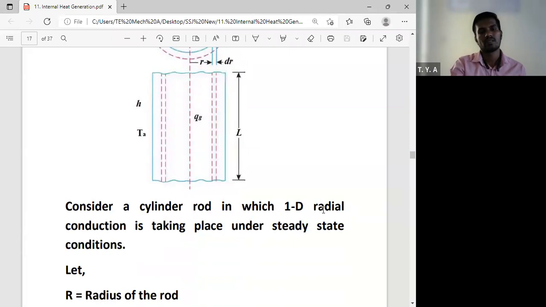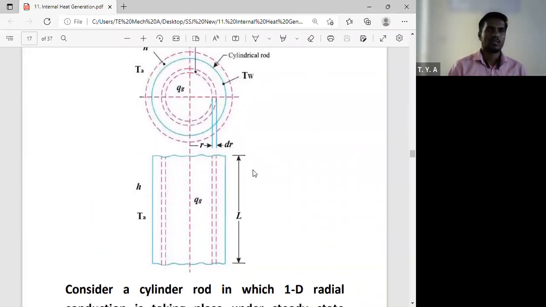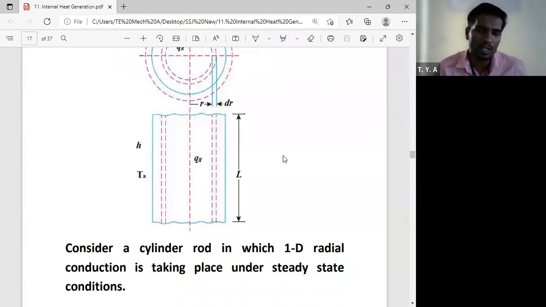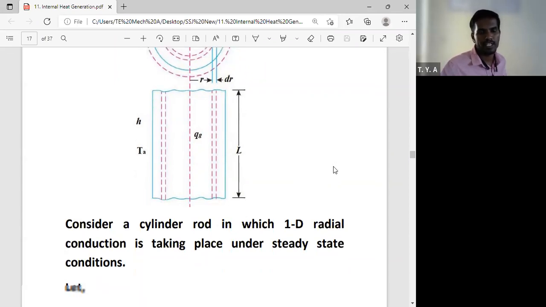Okay, so write down. Diagram is over. Consider a cylinder rod in which one-dimensional radial conduction is taking place under steady-state conditions.